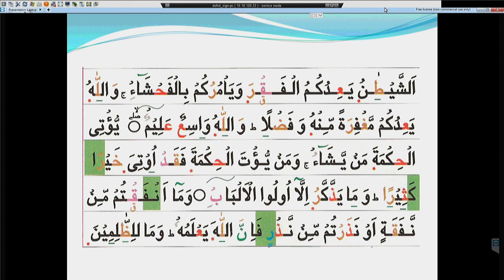Again, it's not maghfira. There's two full mouth letters. Maghfiratan minhu and then fadla. Full mouth letters, we really have to pay attention to them. I'm going to read this whole part together. Wallahu ya'idukum maghfiratan minhu wa fadla.